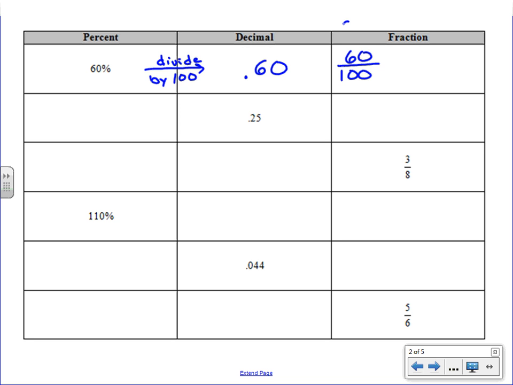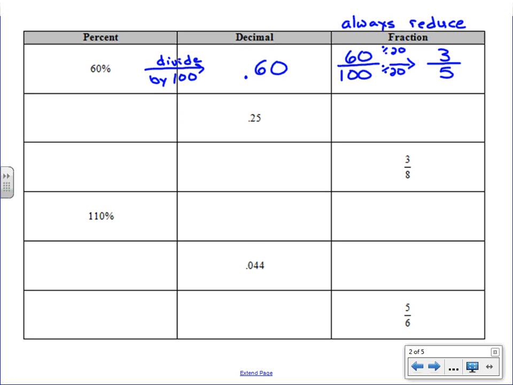Now, with a fraction, you need to make sure that you are always providing your answer in reduced form. So it's a good start to write 60 over 100, but it is not okay to leave it that way. You need to get it into lowest terms. And so if you divide both of those numbers by 20, you come up with 3 over 5. And that would be your fraction representation.